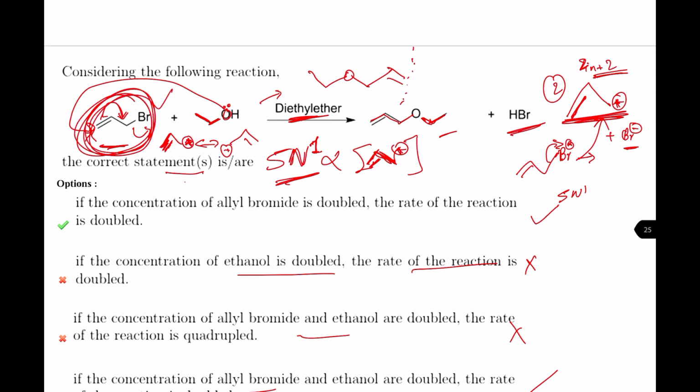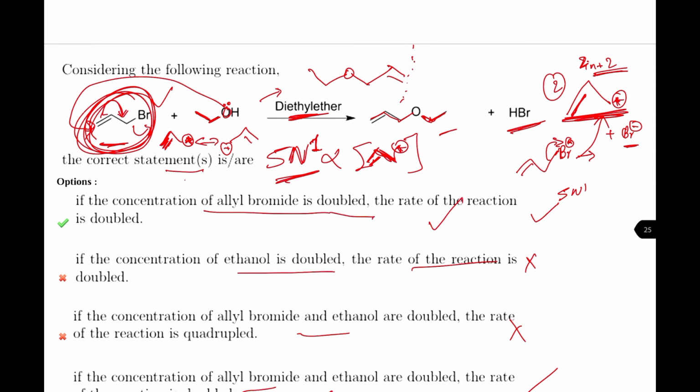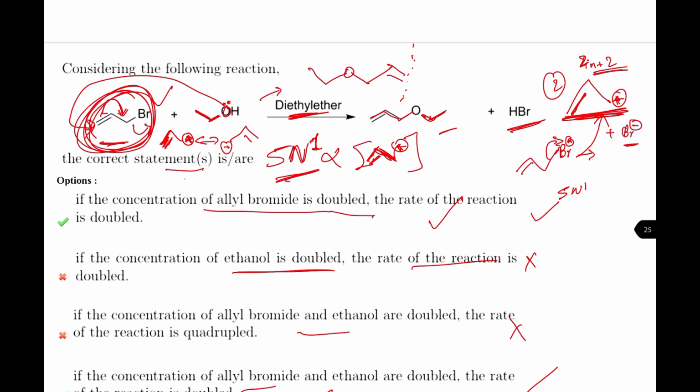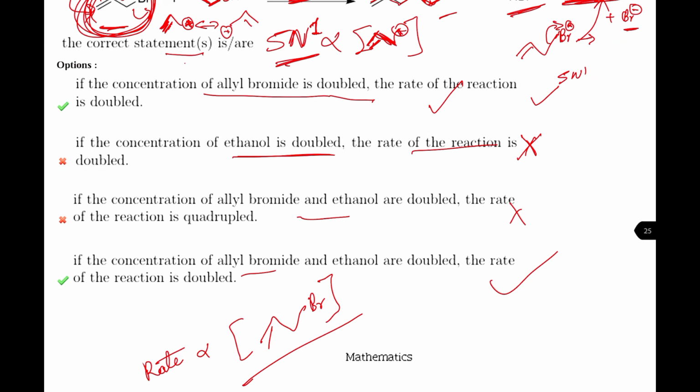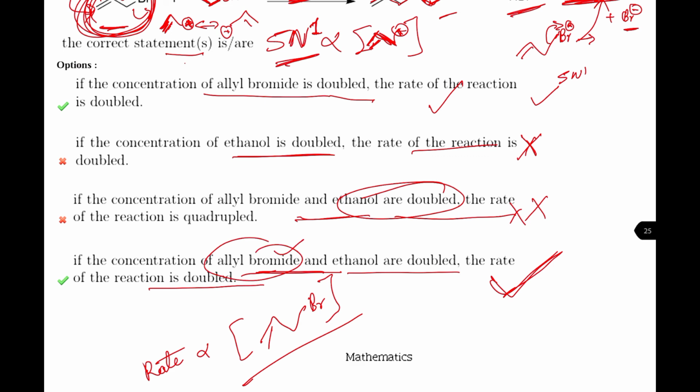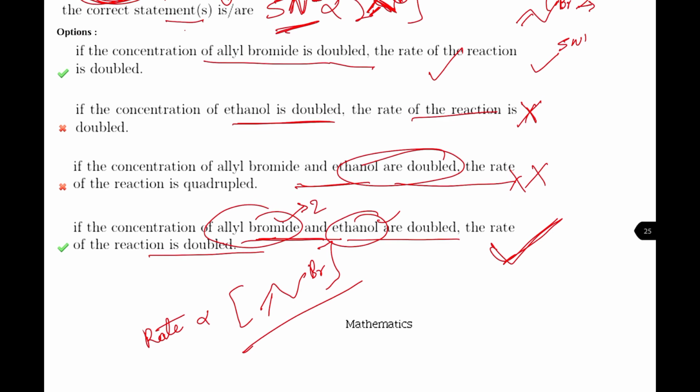So if the concentration of allyl bromide is doubled, the rate will be doubled, true. If the concentration of ethanol is doubled, the rate is doubled? No, because it does not depend on ethanol. If the concentrations of allyl bromide and ethanol are both doubled, the rate is quadrupled? False, it does not depend on ethanol. If the concentrations of allyl bromide and ethanol are doubled, the rate of reaction is doubled, which is true, because if allyl bromide is doubled, the rate will be doubled, and ethanol does not make any difference. So this is also right.